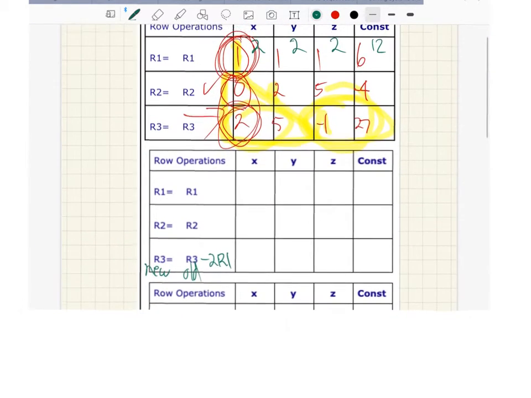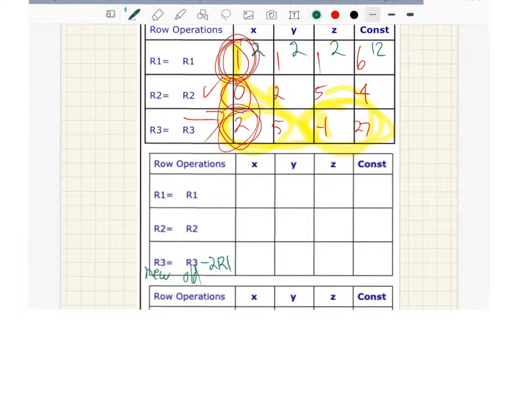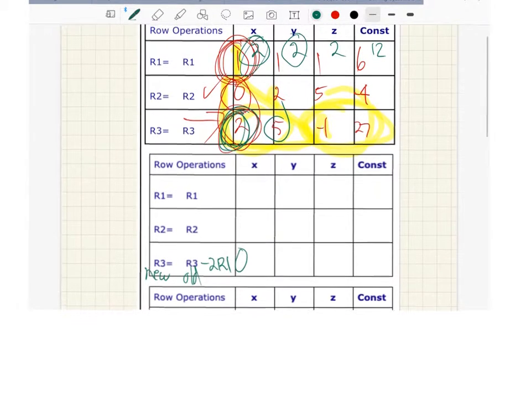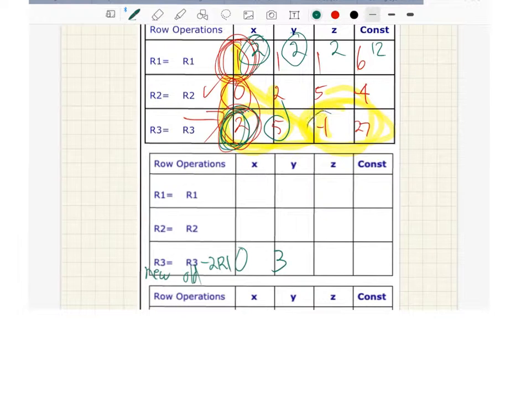So if I look at this, I'm going to take row 3 right here and subtract off double of R1. So first one I've got 2 minus 2. That's 0. Then I've got 5 take away double, which is 2. So 5 minus 2 is 3. Then I've got negative 1 take away 2, which is negative 3. Next I've got 27 take away 12. 27 take away 12 is 15.